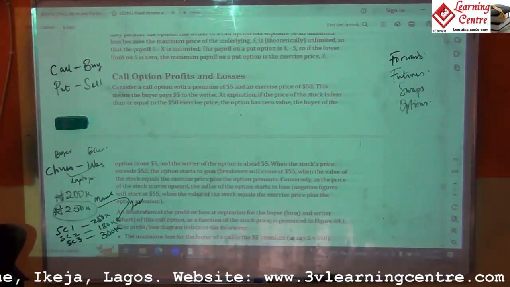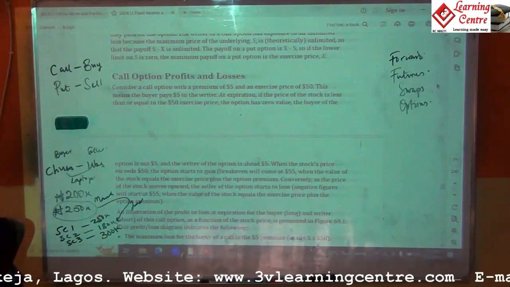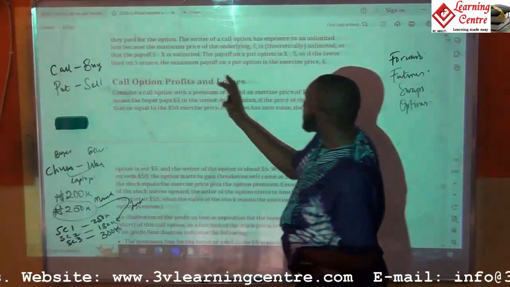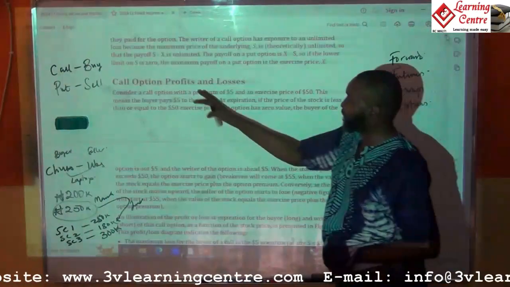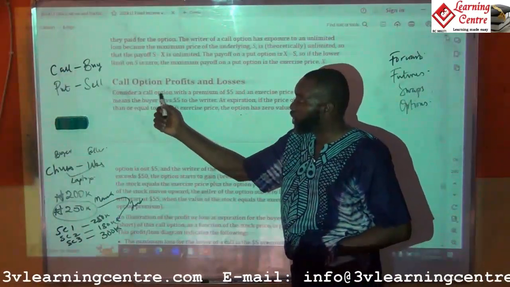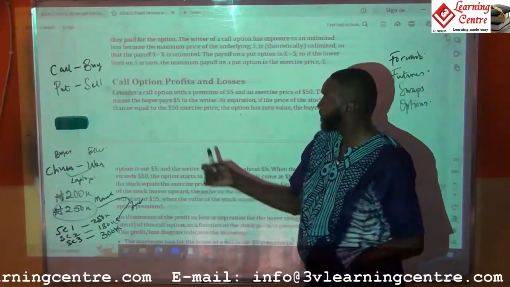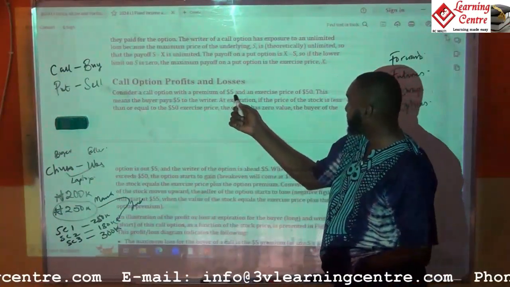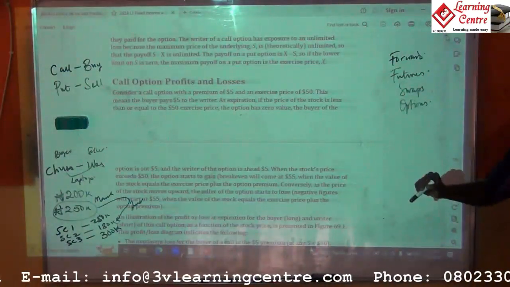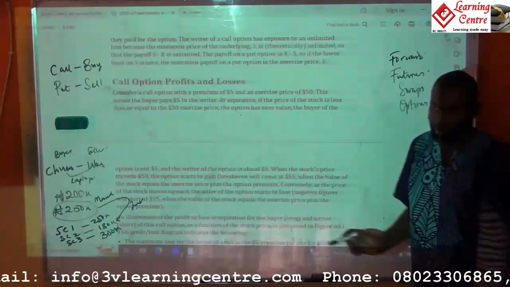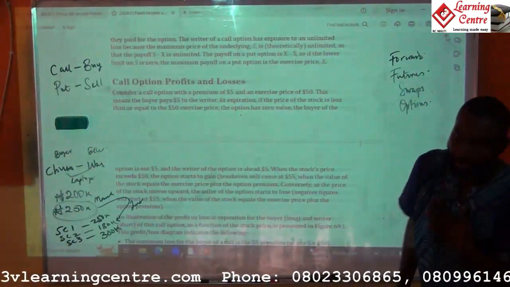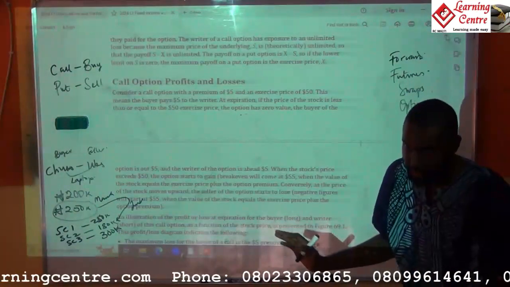Yes, good. So guys, let's pay attention now. Right? So, call option profit and loss. This is what I was trying to explain before, seller and buyer. So consider a call option. A call option is an option to buy with a premium of $5. So this premium is that 50k I told you about. So this $5 is gone. As a buyer, I'm paying you $5. I'm giving you $5 already.